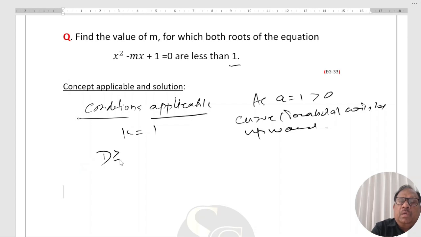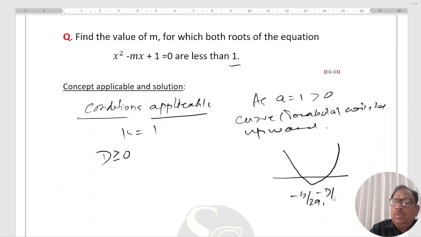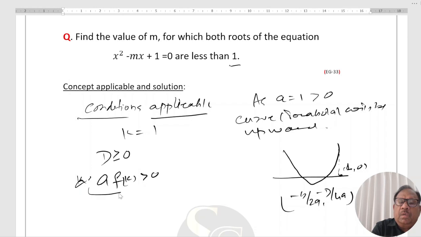First, D should be greater than or equal to 0. The reason being, the graph of the equation will be like this, with vertex at minus b upon 2a, minus d upon 4a. This is 1, this is the point 1, 0. So a f(k) should be greater than 0, a positive number. Right?